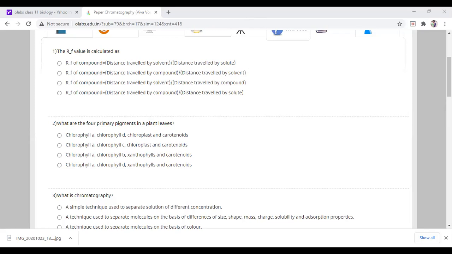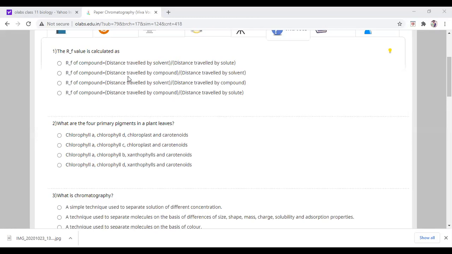RF value is calculated as what will be the correct option? 1, 2, 3, 4. Kavya is saying the fourth will be the correct option. So, distance traveled by compound upon distance traveled by solute. Solute will be lower side or upper side? Solute is the compound only that is moving. Fourth one will not be the answer.